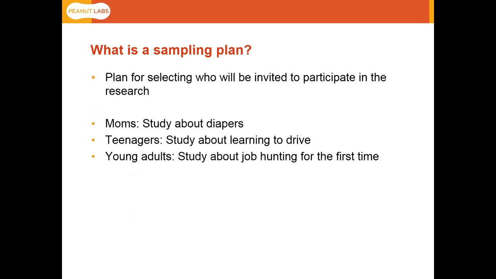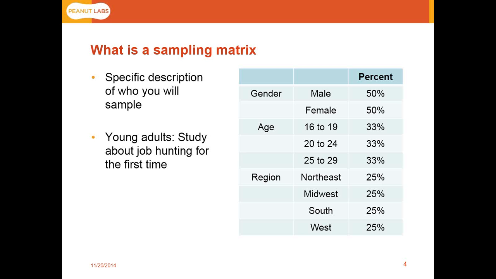Now, let's take a specific example. Let's say we're interested in doing a study about people who are job hunting for their first real job. Now first, we can make some hypotheses about who we want to listen to. We've decided that we want to listen to both men and women, so let's say half of our sample should be men and half should be women.